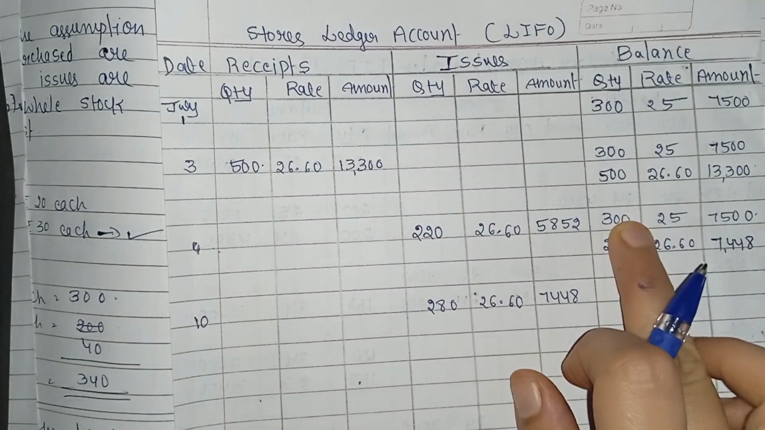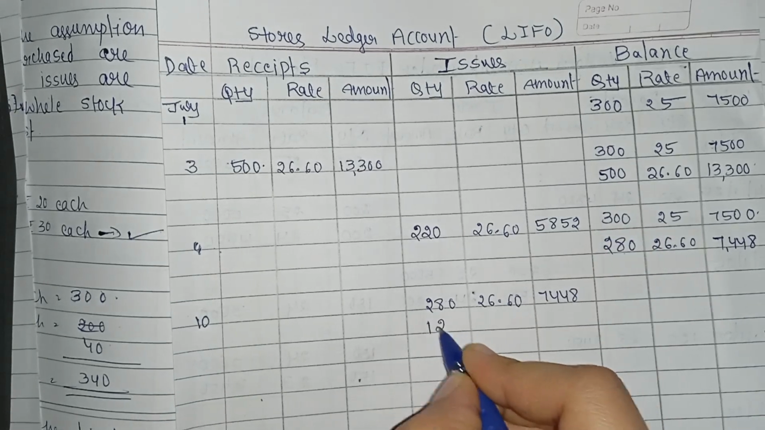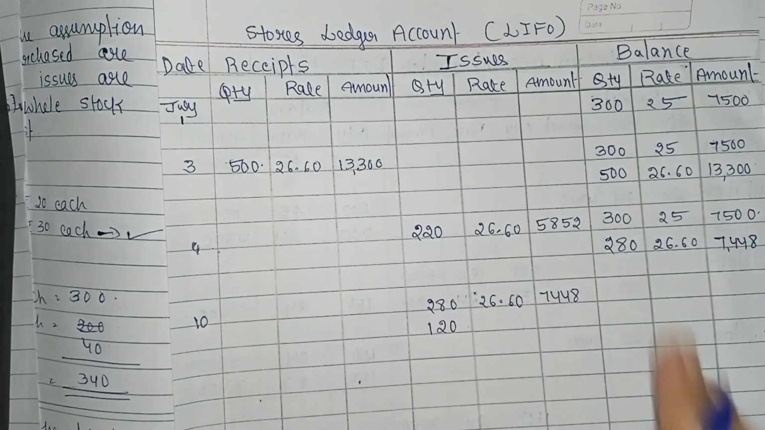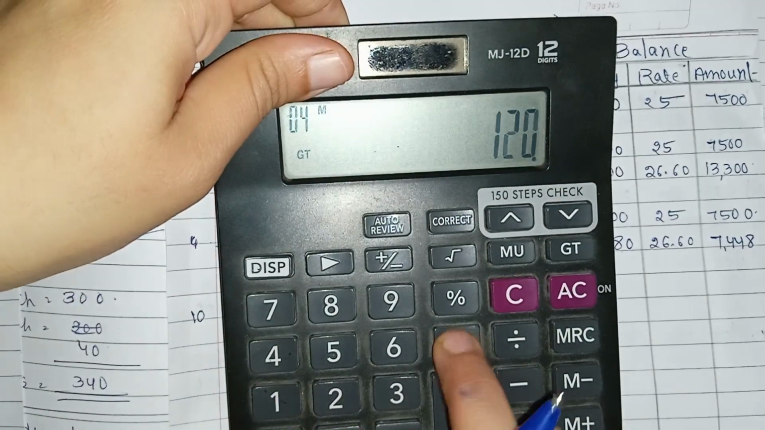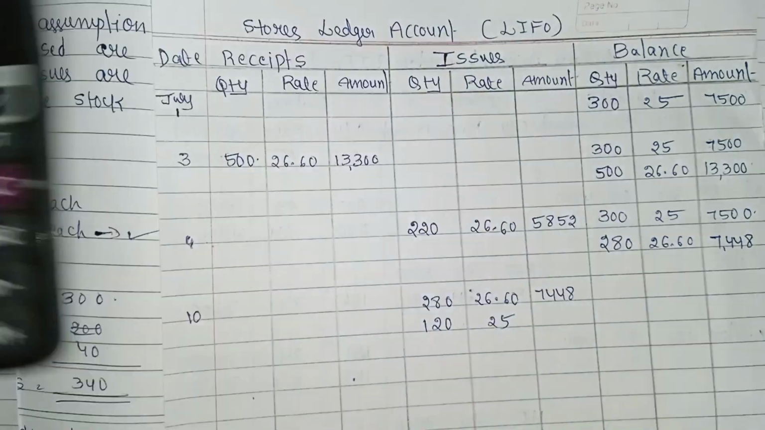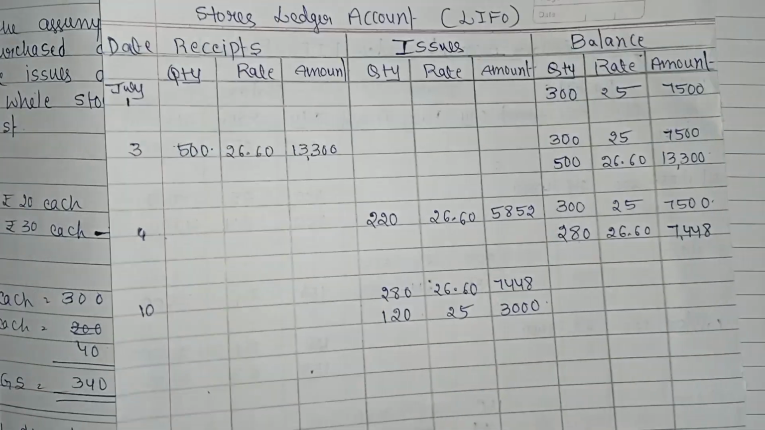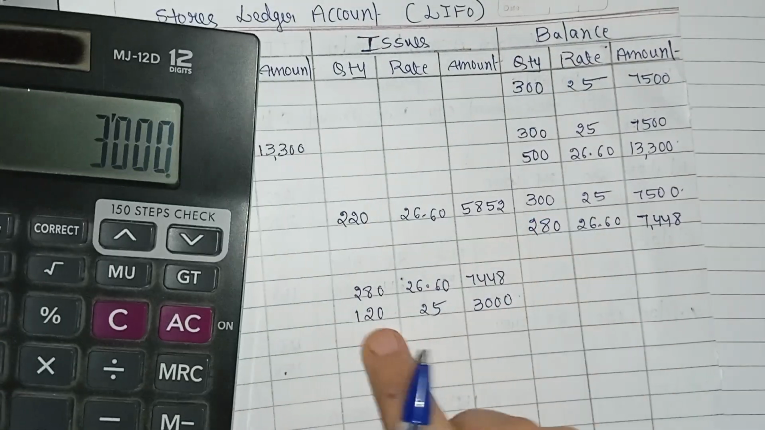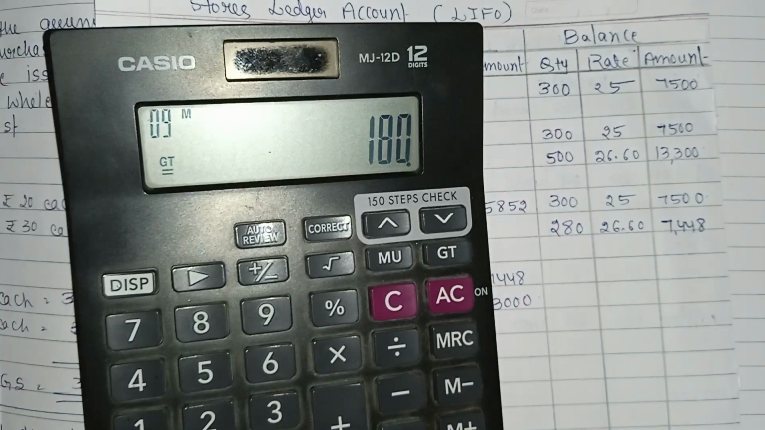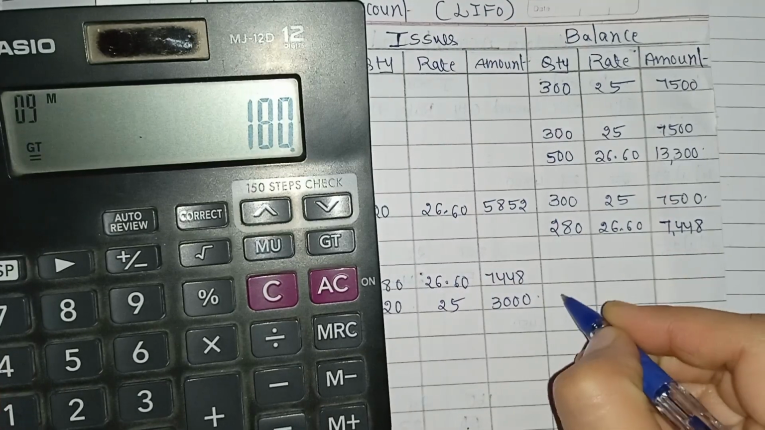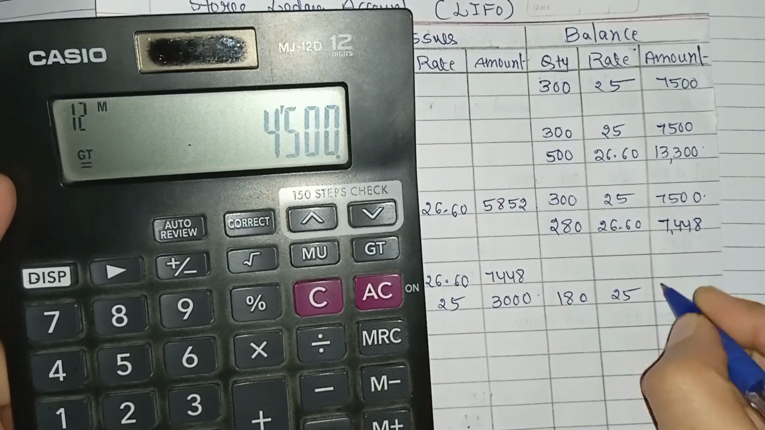Now we have to go to the oldest purchase. So out of 300, now issue the remaining 120 liters at the rate of 25. 120 into 25 equals rupees 3000. Now the remaining stock is 300. Out of 300 we issued only 120. Right. 300 minus 120 is equal to 180. So 180 into 25 equals 4500.